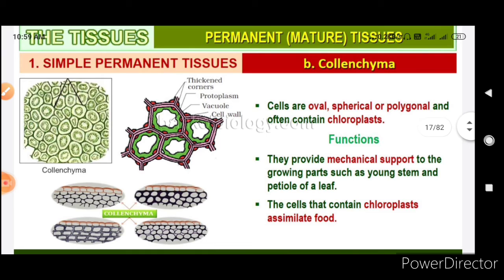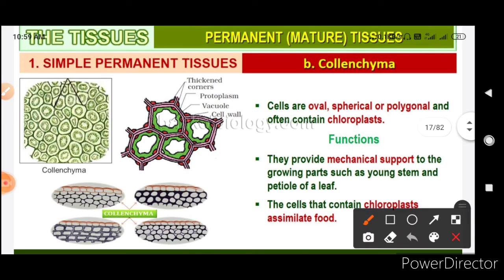Cells of the collenchyma can be oval, spherical or polygonal and contain chloroplast. They provide mechanical support to the growing parts such as young stem and petiole of the leaf. So you can see here whenever the air is coming with high speed, the petiole is moving and the leaf is not detached from the plant. It is because this collenchyma is present in the petiole of the leaf, which will provide flexibility to the leaf.